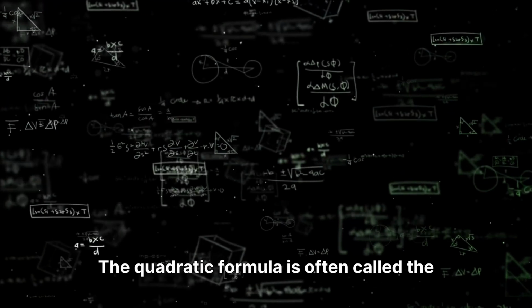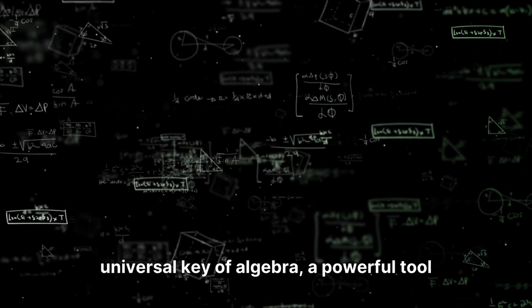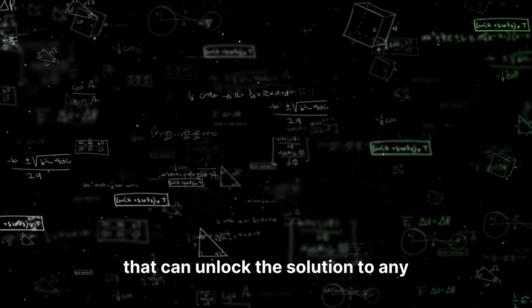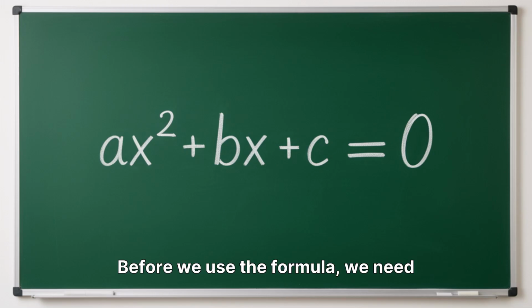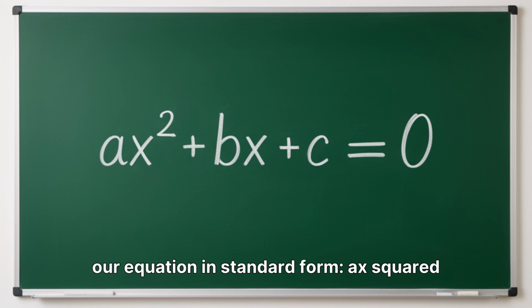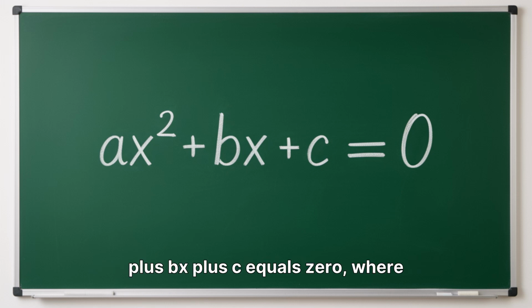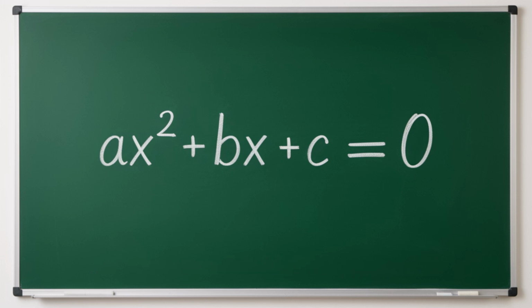The quadratic formula is often called the universal key of algebra, a powerful tool that can unlock the solution to any second-degree polynomial equation. Before we use the formula, we need our equation in standard form, ax squared plus bx plus c equals 0, where a, b, and c are our known coefficients.